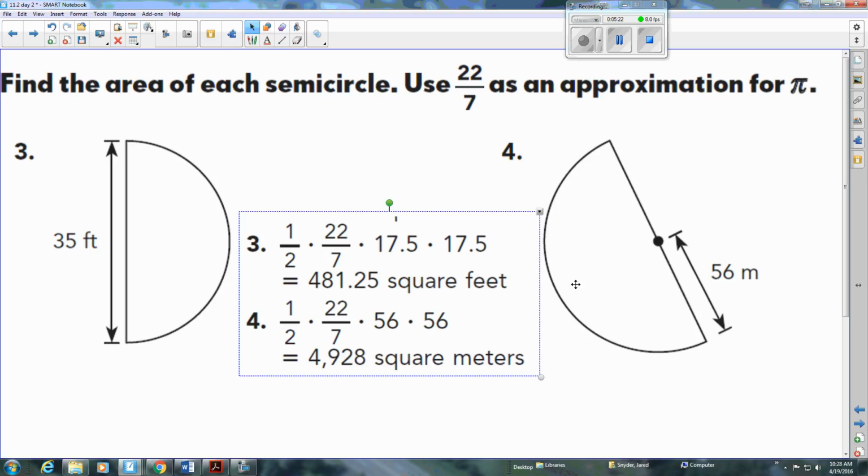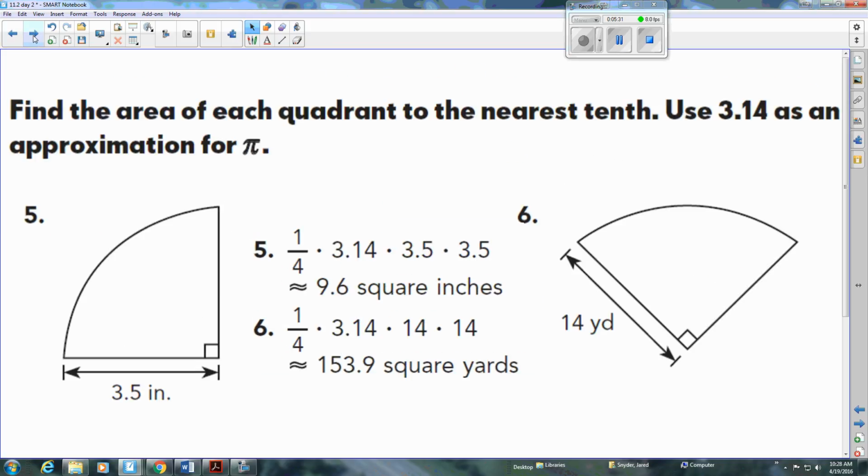Next one, 56 is the radius, so it's 22 sevenths times 56 times 56. And then I would divide by 2, you get 4,928. Whatever you get here, you would have to divide by 4 or multiply by 1/4. 3.14 times 3.5 times 3.5, you get 9.6 inches squared. And the last one, or number 6 actually, is 3.14 times 14 times 14. Then divide by 4, you get 153.9 square centimeters, or square yards.